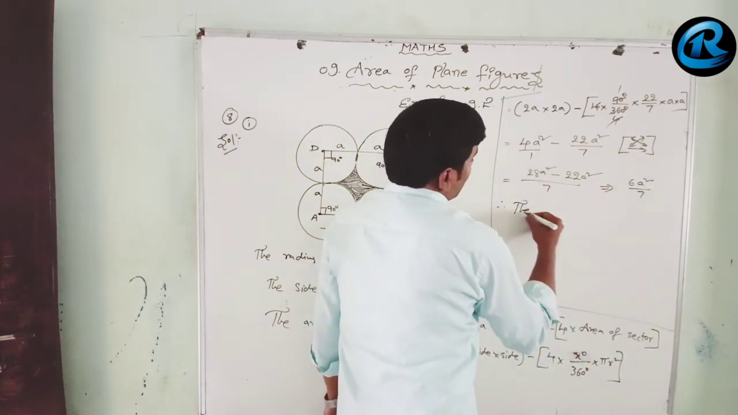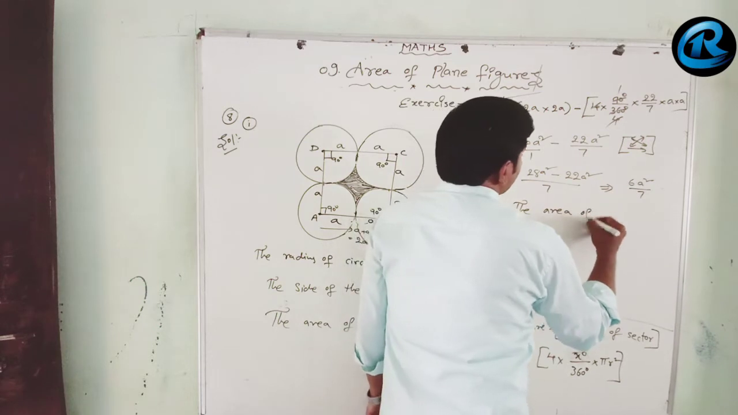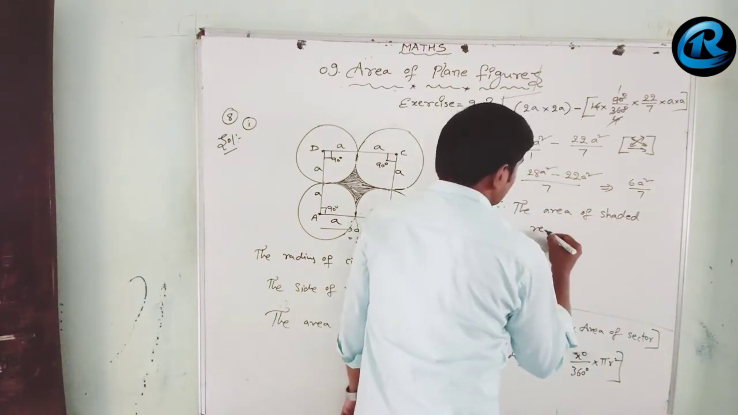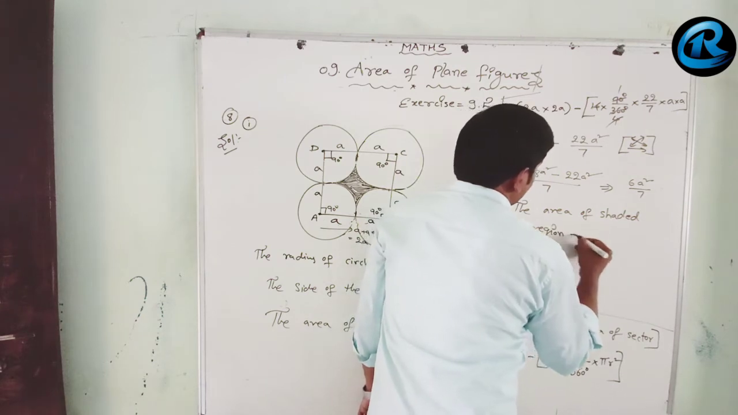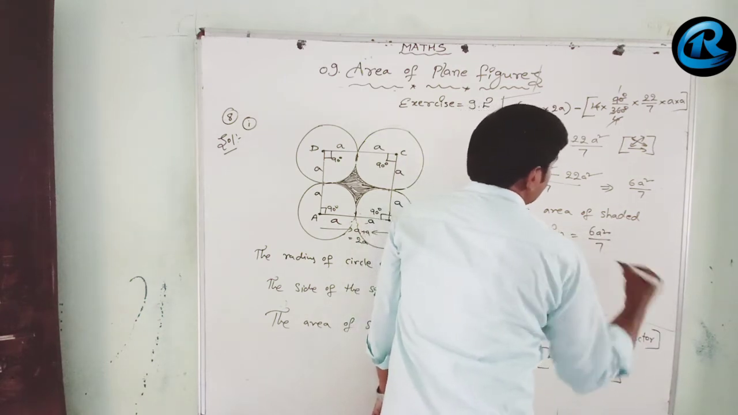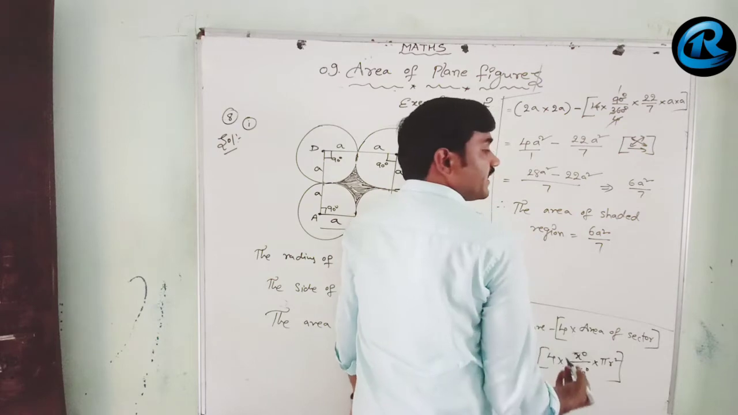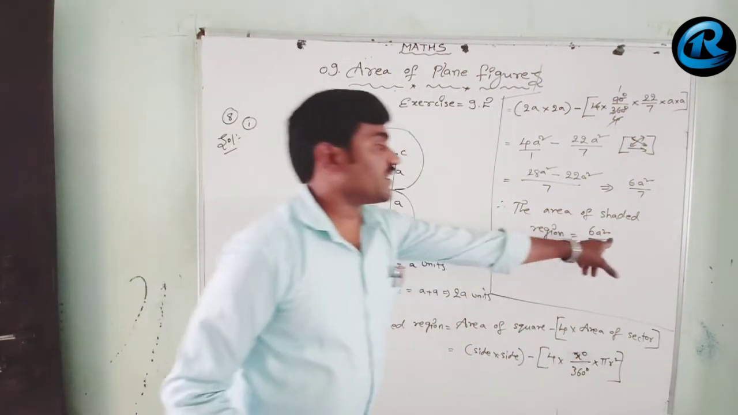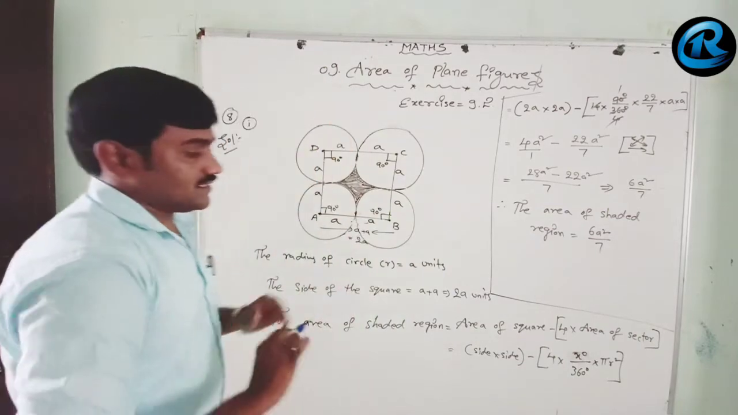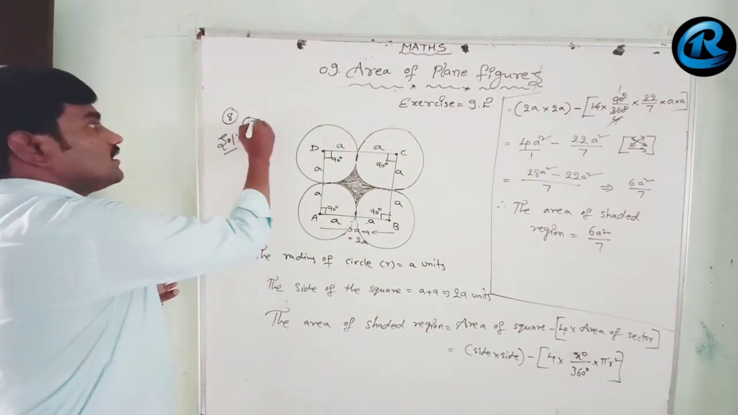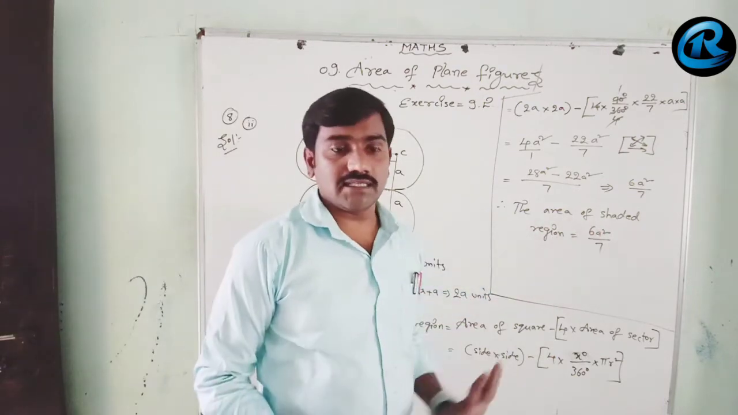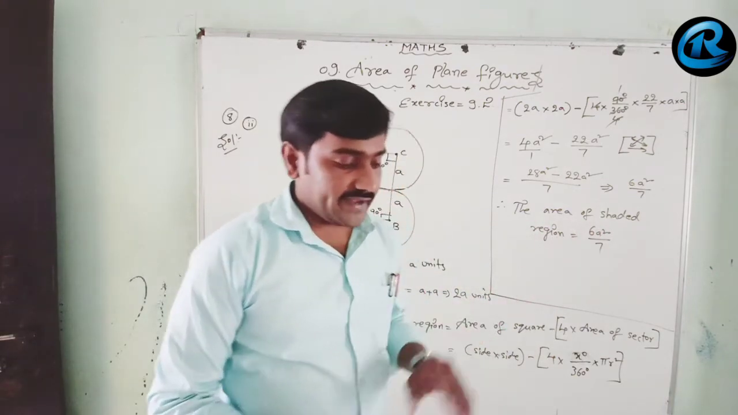Therefore, the area of shaded region is equal to 6a square by 7. Here a is nothing but the radius of the circle. Now we go for the second one. This first one is 6a square by 7. That is the answer. Now the second question in the 8th.